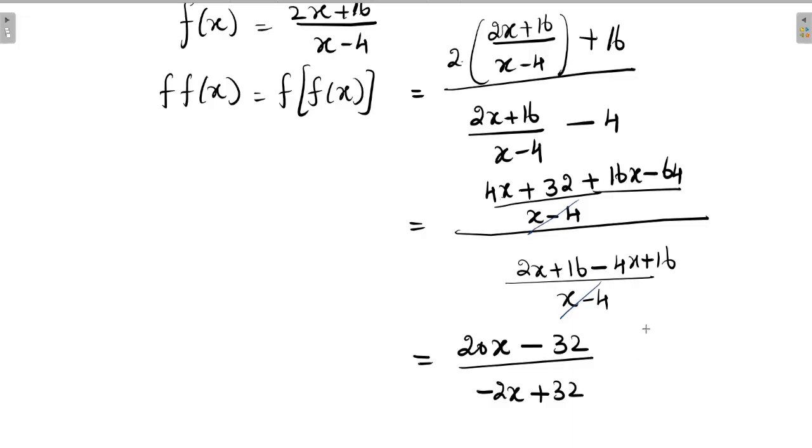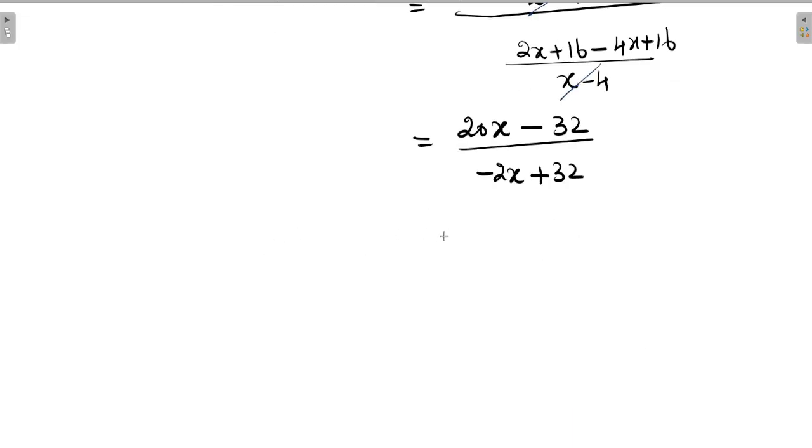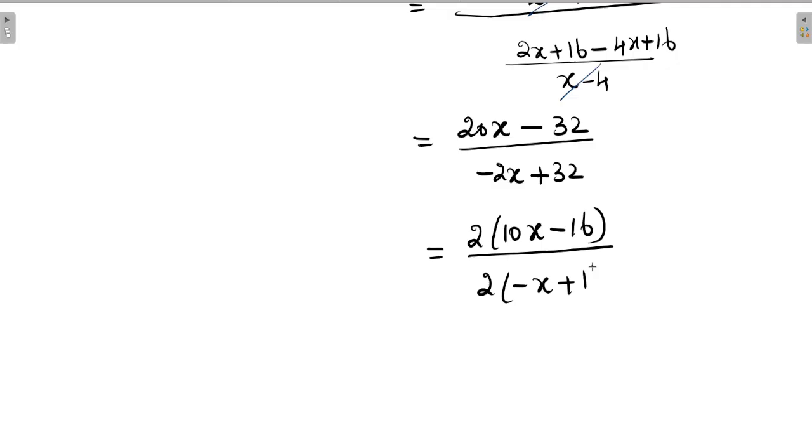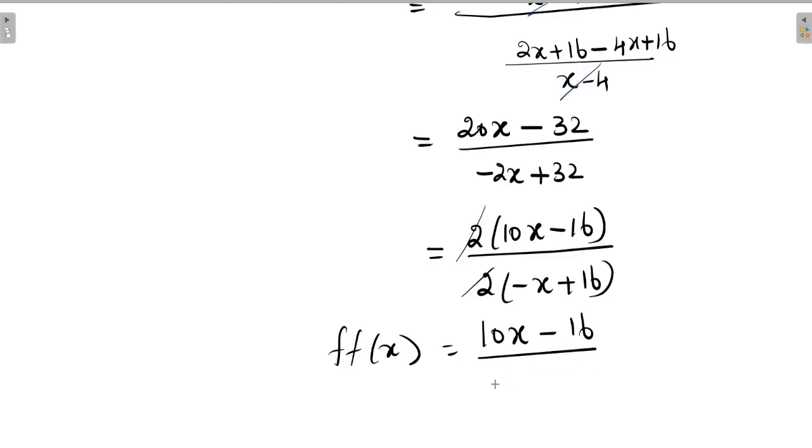Now we can take 2 as the common factor from both numerator and denominator. So 2 times (10x minus 16) divided by 2 times (minus x plus 16). These 2 will be cancelled. So f of x is equal to (10x minus 16) divided by (minus x plus 16). This is the first part.